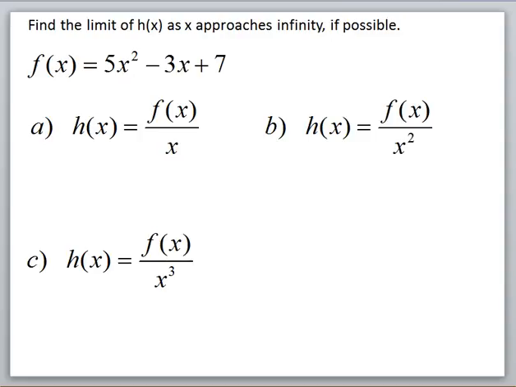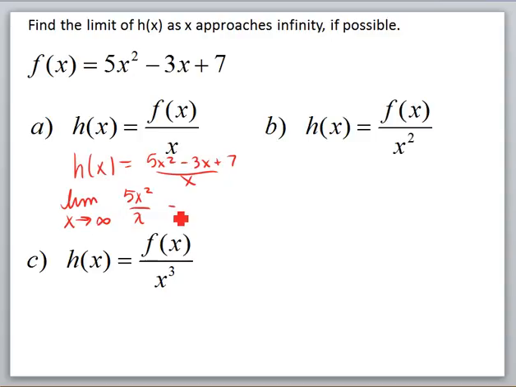To find the limit as x approaches infinity, if possible. So on these examples, I'm going to go ahead and substitute what f of x is. So h of x is equal to 5x squared minus 3x plus 7, all over x. The limit: use L'Hopital's rule. Take the highest degree on top and the highest degree on the bottom. Simplify. You get 5x. Well, as you approach infinity, that would go to infinity. We'll continue this in the next video.